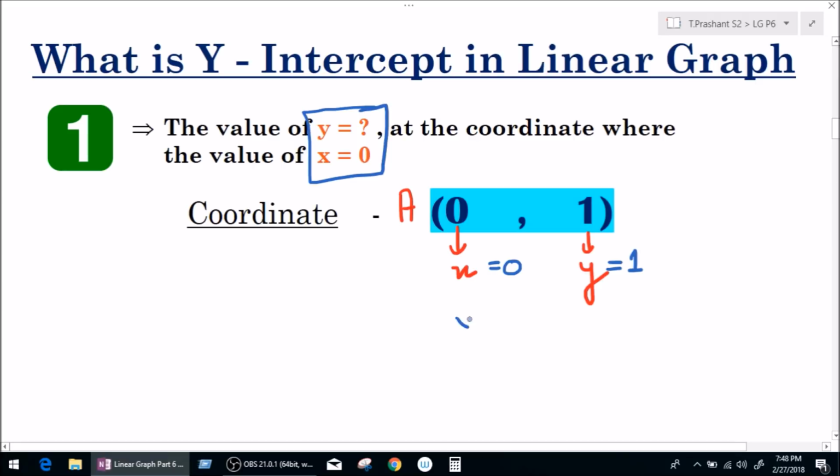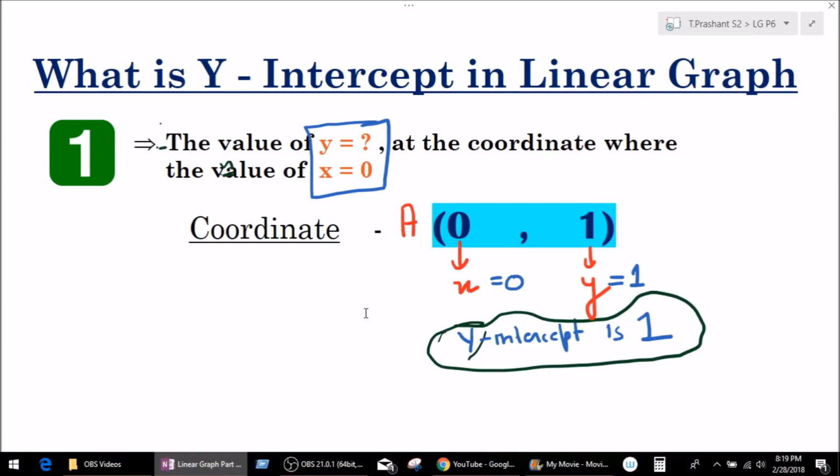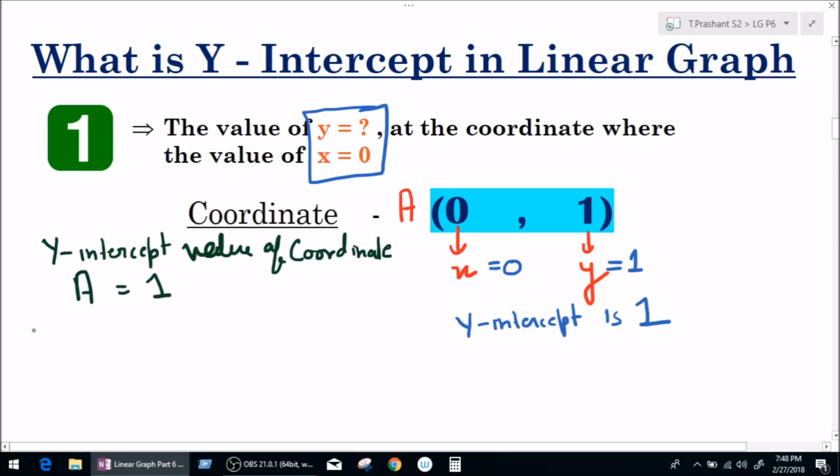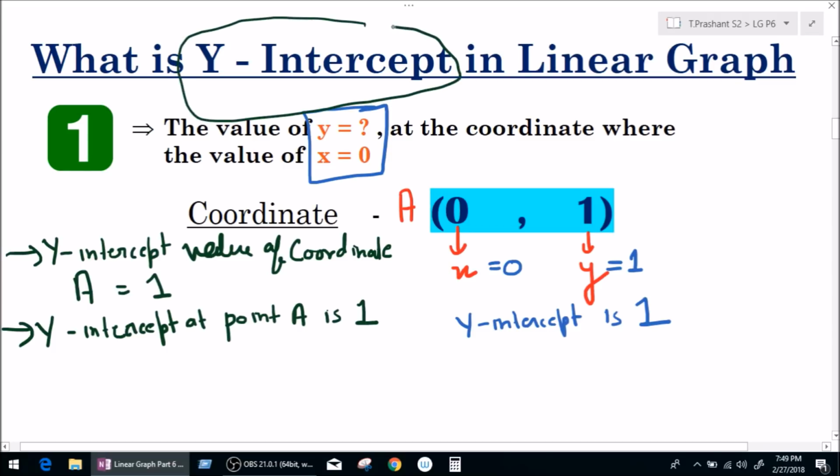So we can say that the y-intercept is 1. And we can also write that the y-intercept value of coordinate A is 1. Or we can say the y-intercept at point A is 1. See, both of them are the same thing written in two different ways. So at coordinate A we have the y-intercept value as 1. Why is it 1? Because at coordinate A, x is 0 at the time when y equals 1, which gives out the value for our y-intercept equals 1.